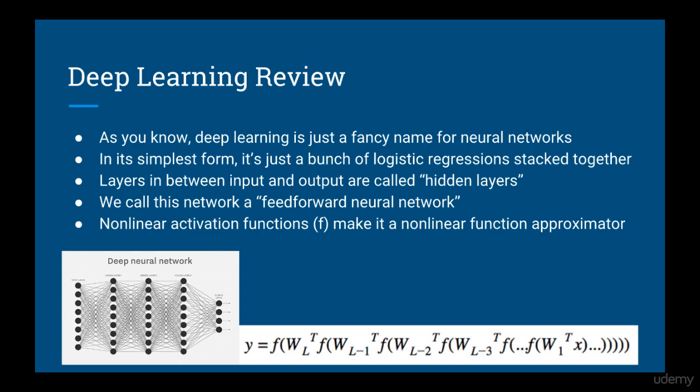In this lecture, we are going to do a quick review of deep learning. As you know, deep learning is just a fancy name for neural networks. Neural networks in their simplest form are just a bunch of logistic regression layers chained together. We call the layers in between the input and output hidden layers, and we call this type of neural network a feed-forward neural network. What makes them nonlinear function approximators is that they have a nonlinear activation function in between each layer. These nonlinearities allow us to model highly complex functions, rather than just linear functions.